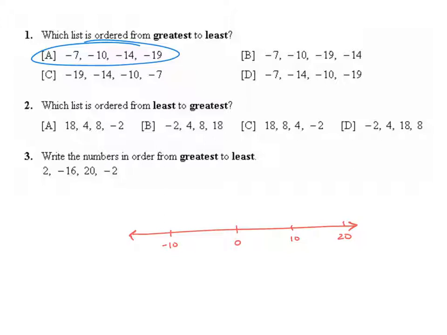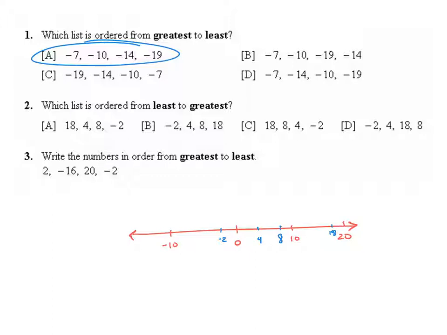Go ahead and plot all my points. +18 would be somewhere over here. +4, maybe right about there. +8, and then -2. These aren't exactly precise, but for our purposes, all we need to do is get them located to the left or right of each other correctly.